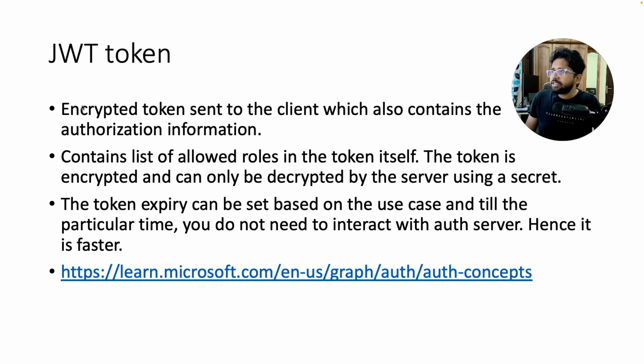So what is a JWT token? It's an encrypted token sent to the client, which also contains the authorization information. It's an encrypted token, and that's the important keyword. So the client will not be able to change it. If the client changes it and then sends the changed token to the server, the server will come to know. That's the important thing: the token is encrypted, and actually it is signed as well, so nobody can change it, and it contains a list of roles in the token itself.